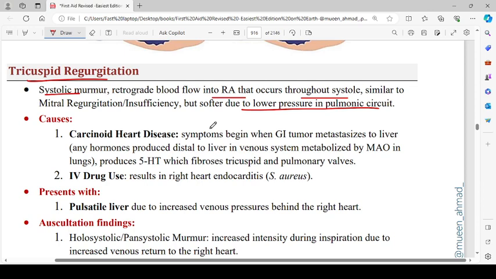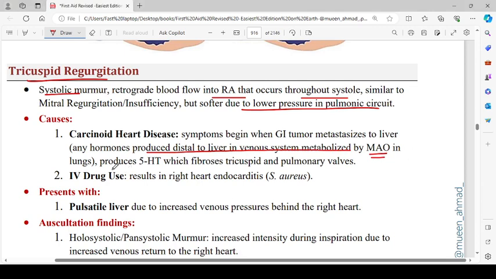In carcinoid heart disease, it begins when a GI tumor metastasizes to the liver. Basically, when it is confined to the small intestine, due to first pass metabolism, the liver detoxifies whatever the tumor is producing. But once it metastasizes to the liver itself, the detoxification function of the liver is impaired. And any hormone produced distal to the liver in the venous system is metabolized by the monoamine oxidase in the lung.